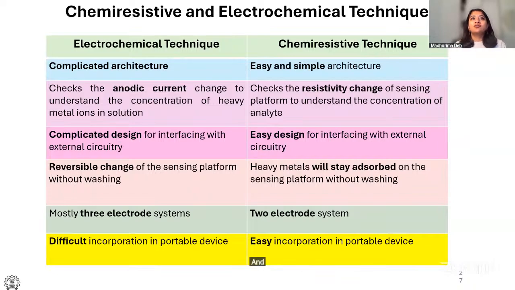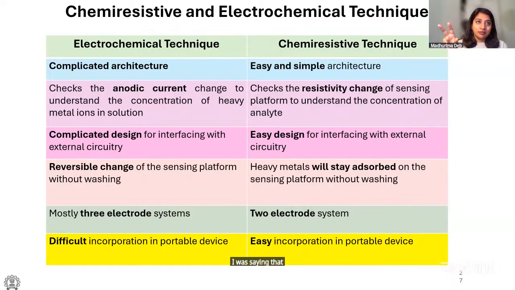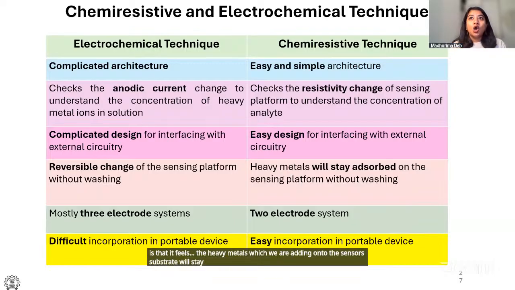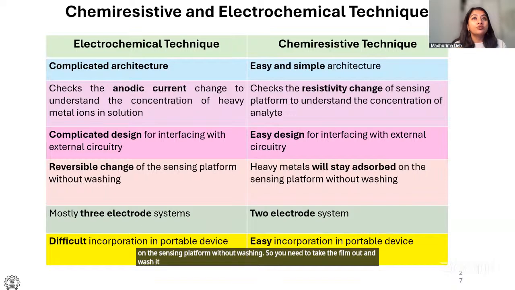And for reversible change of the sensing platform without washing, which is a good thing, I was saying that chemi-resistive techniques are sometimes not very advantageous. One of the reasons is that the heavy metals which we are adding onto the sensor substrate will stay absorbed on the sensing platform without washing. So you need to take the film out and wash it in case you want to reuse it.